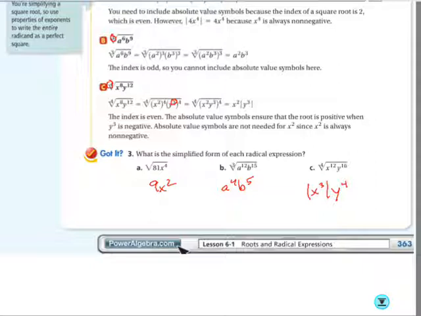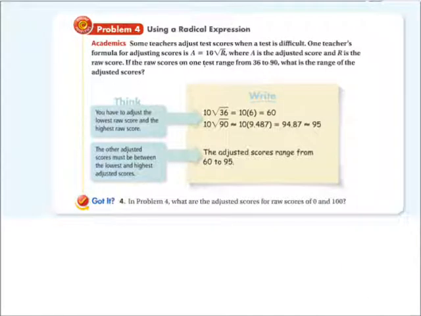All right, you've unpaused, and hopefully you got 9x squared, a to the 4th, b to the 5th, and then the absolute value of x cubed times y to the 4th. Right? Let's take a look at the next page.